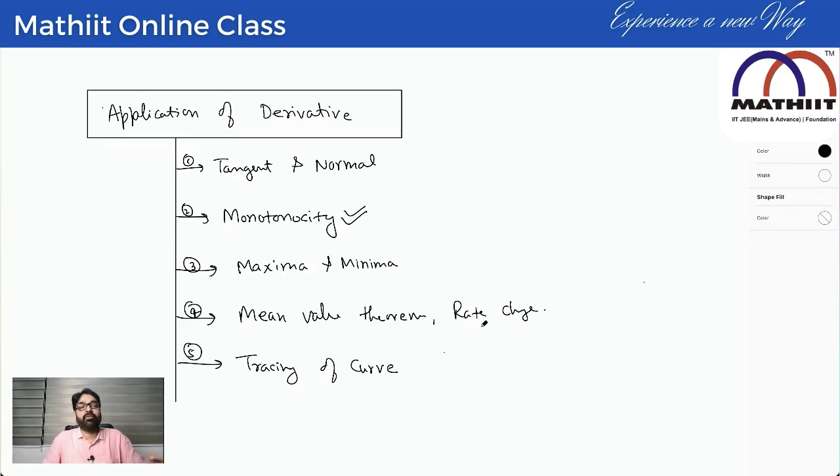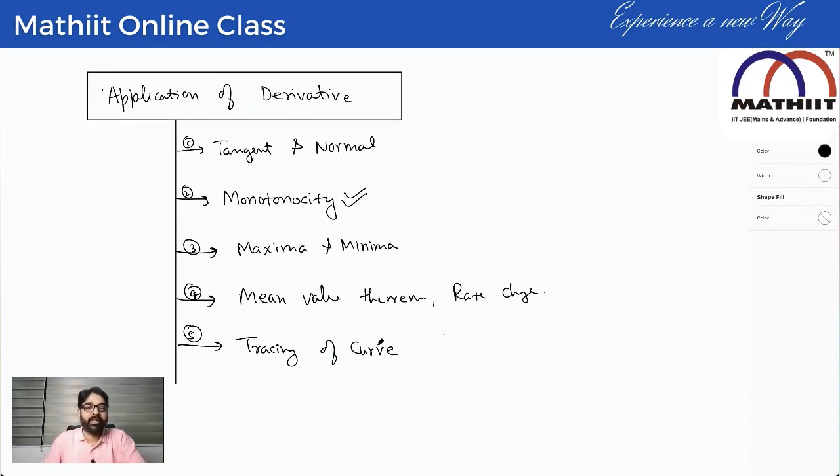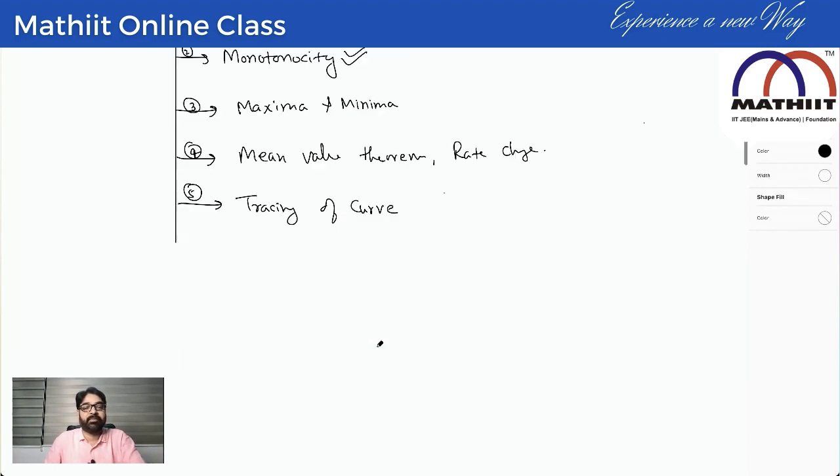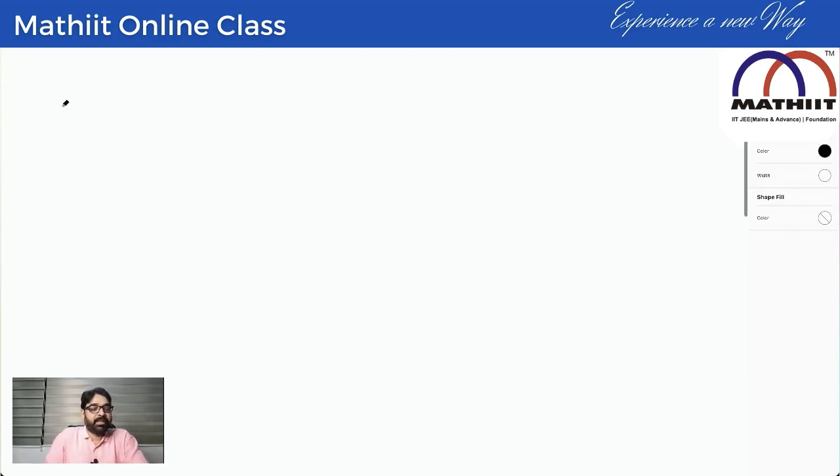So these are the total 5 chapters we will be doing, and surely you can expect at least a minimum of 2 to 3 questions every year, either in JEE Main or JEE Advanced. So without wasting time, let's start. And the first chapter is tangent and normal.